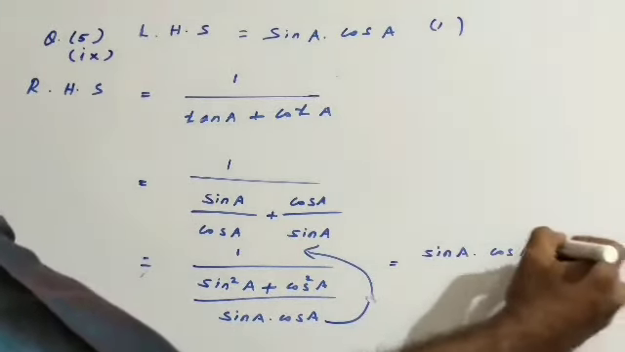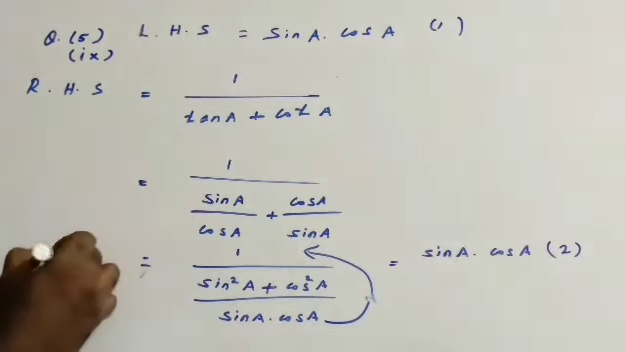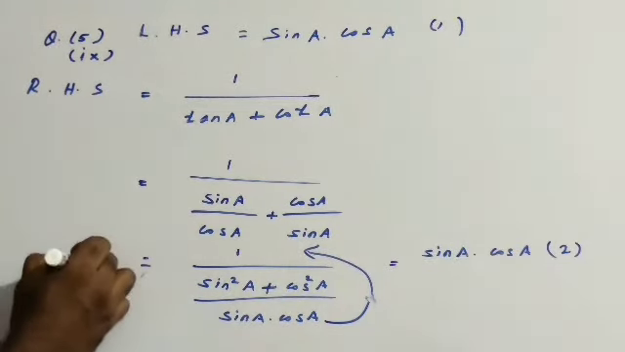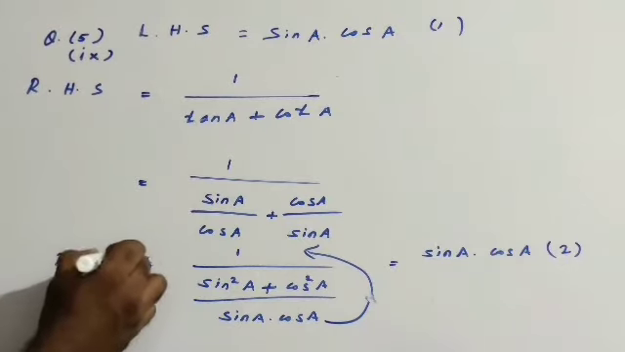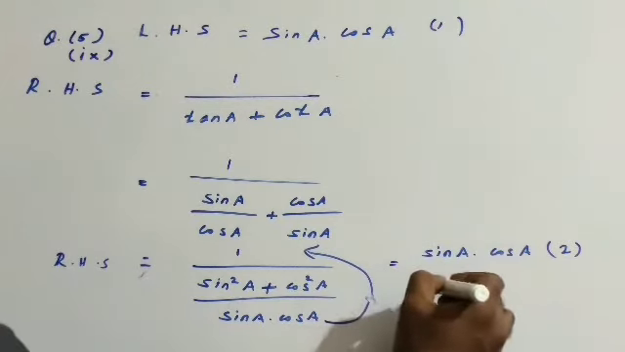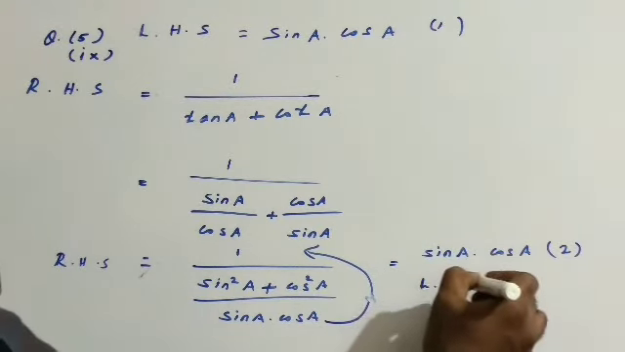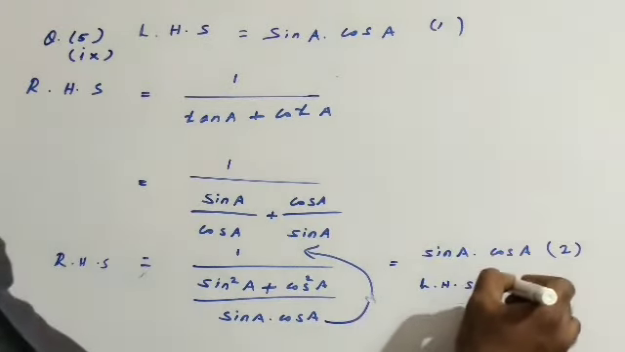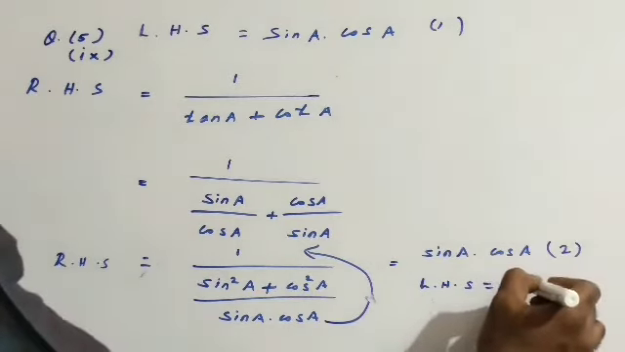Consider this is equation 2. Now in LHS also we get the answer sin A cos A. RHS also sin A cos A. Therefore LHS equal to RHS. Now the sum is proved.